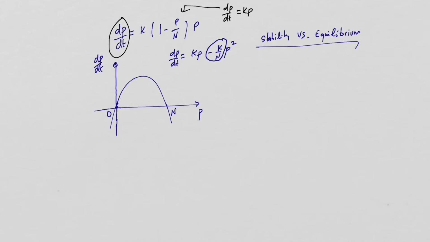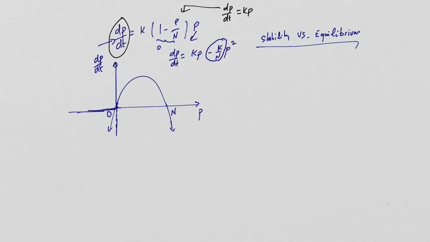And the factors, what makes dp/dt 0 is either p equals 0 or p over n equals 1. This quantity is 0, that means p must be n. So I put in here 0 and n, and I drew this quadratic curve, and I deliberately went below the x-axis to make a point. I understand that the population cannot be negative, but I'm going to try to make a point.